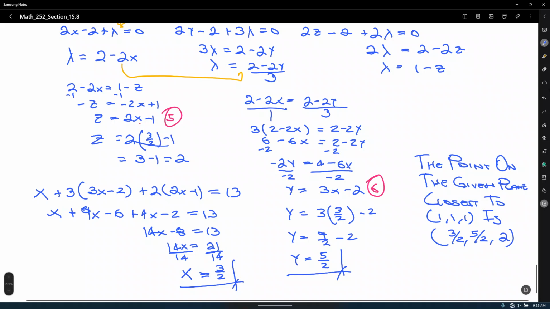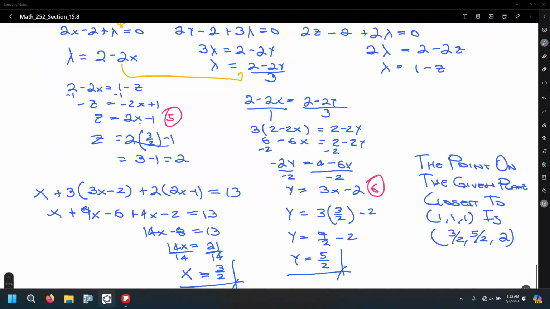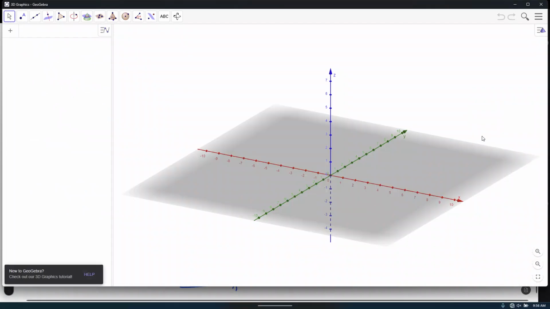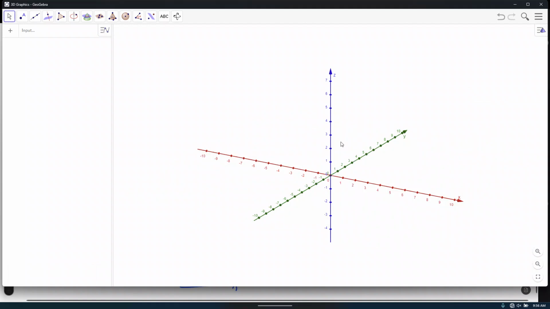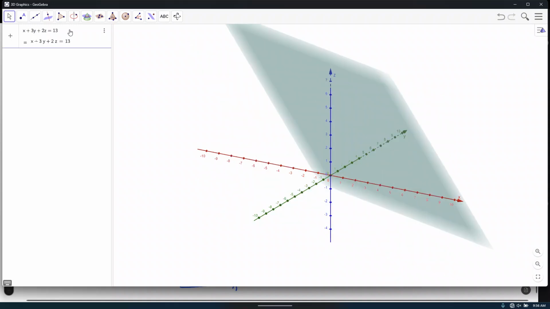Let me see, did I write a program? Okay, GeoGebra. Pretty graphics. Let me get rid of this plane, and let me type the equations here. Okay, so what do we have? The plane given by x plus 3y plus 2z equals 13. All right, so that's our plane.